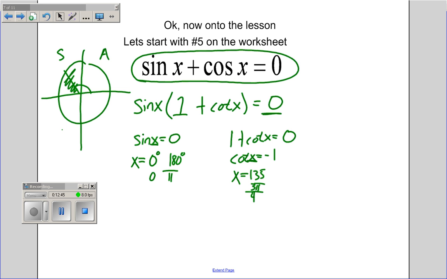Okay, and then in the third quadrant, tangent's positive, so that can't be it. And then in the fourth quadrant, cosine's positive, so that is going to work. So again, the reference here, 360 minus 45, is going to be x equals 315 degrees, or it's going to be 7 pi over 4.